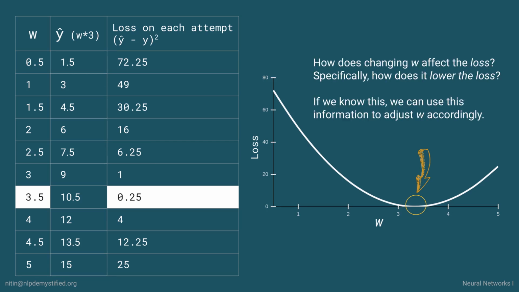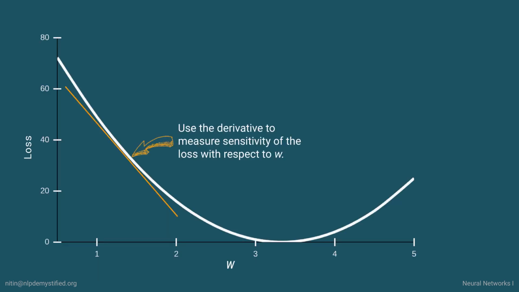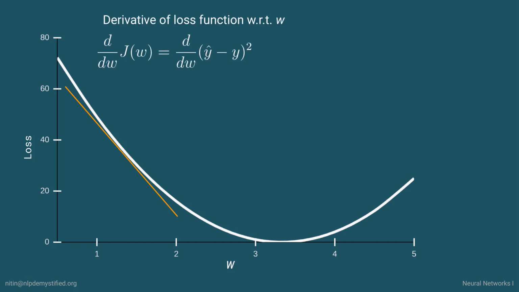Here's the key point. If we can figure out how changing W affects the loss, and specifically how it can lower the loss, then we can use this information to adjust W accordingly. And we do have that information. We can use the derivative of the loss function to measure the sensitivity of the loss with respect to W. Let's take a look at that. So this is our loss function. Note here for simplicity that we're not using the batch loss, so there's no dividing by n.